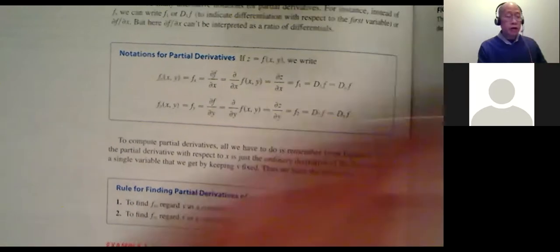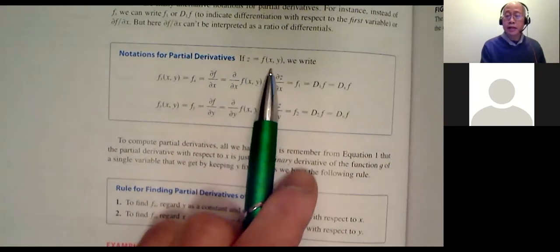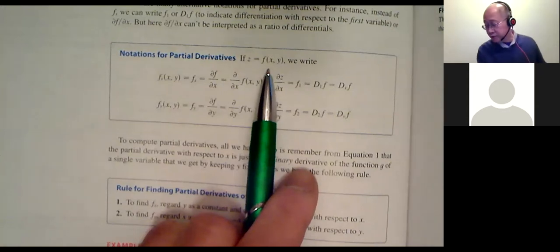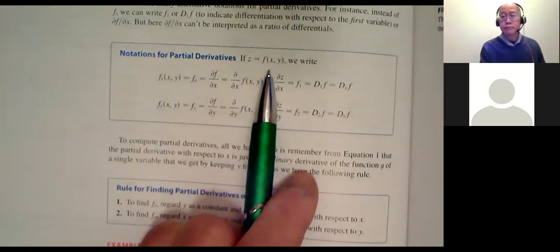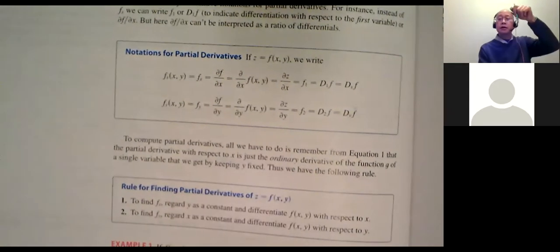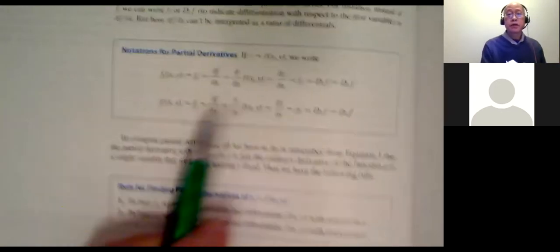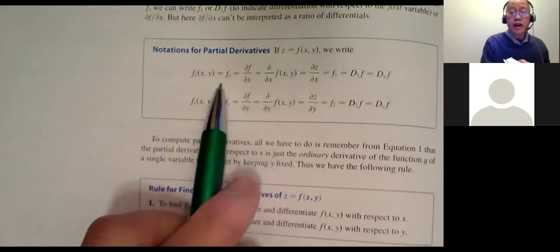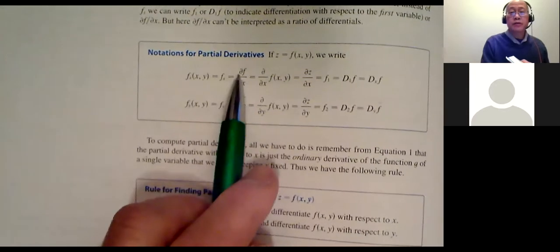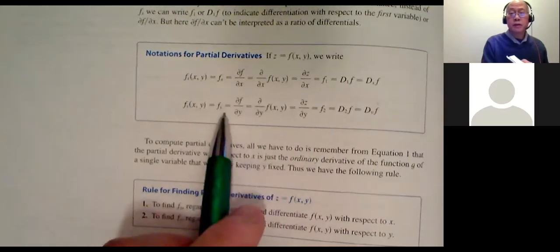Z is the height. So f of x, y, you pick a point in the plane, like the floor. Imagine the floor is the xy plane, and then every point on the plane has a point above it for a z coordinate. So most of the time I write either fx, fy, partial of f with respect to x, partial of f with respect to y, and so on.